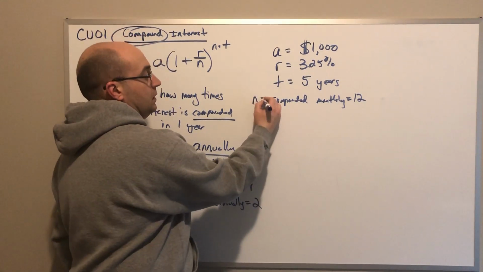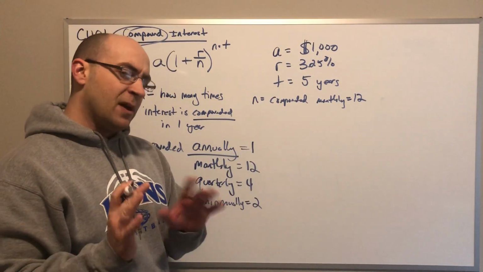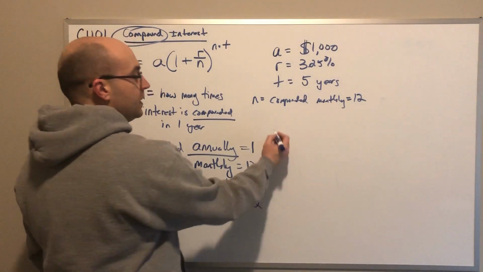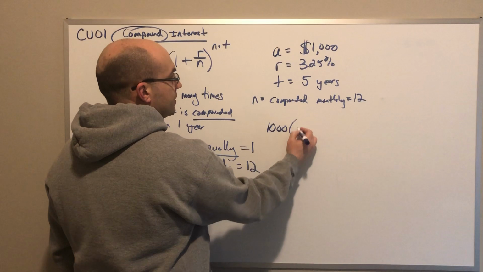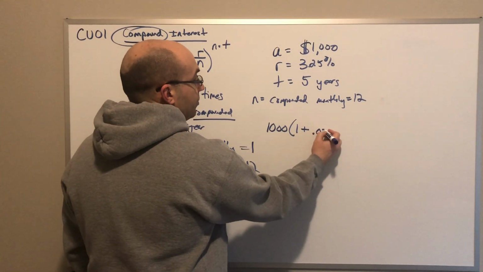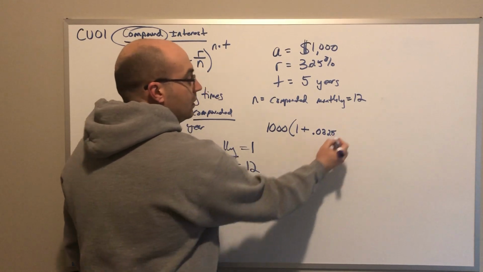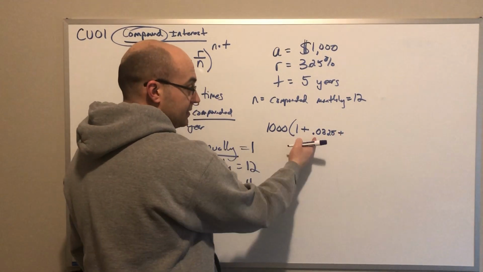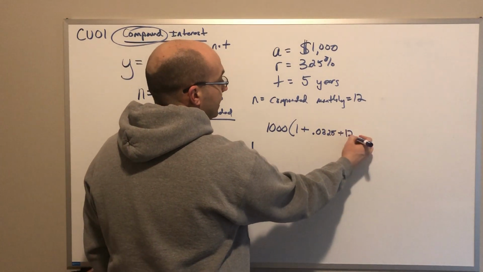So I'm just going to plug that in the calculator. Now this part can get a little tricky, so I'm going to write it out as you would put it into the calculator. So it's going to be $1,000, parentheses 1 plus, okay? The rate is 0.0325. Now, you're going to hit the divided by sign in the calculator right after that decimal, and you're going to put the compound rate in, 12.